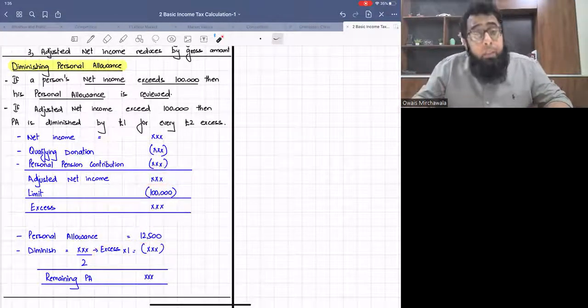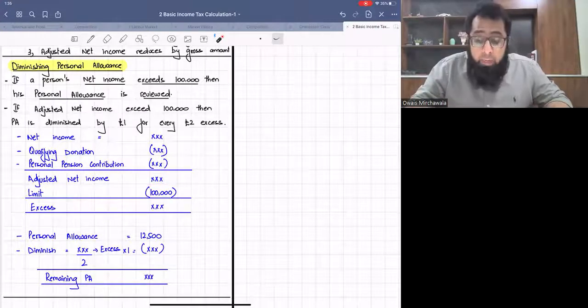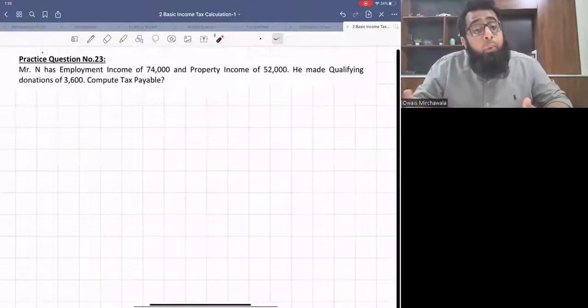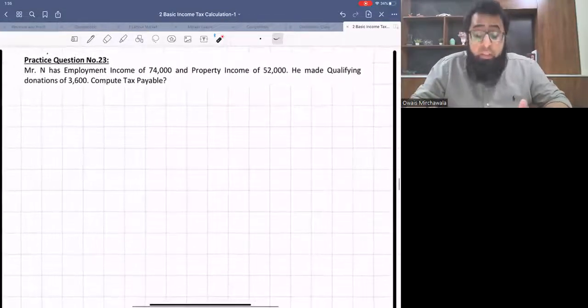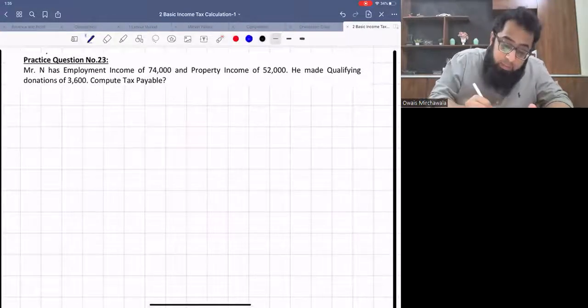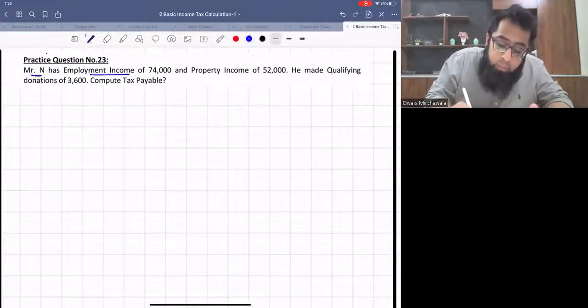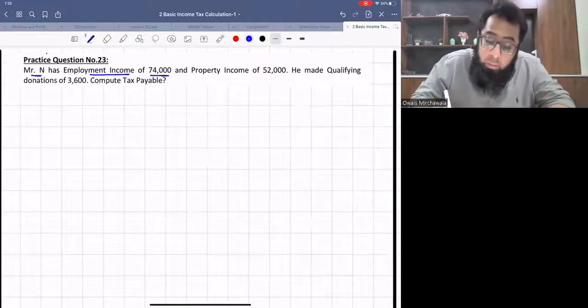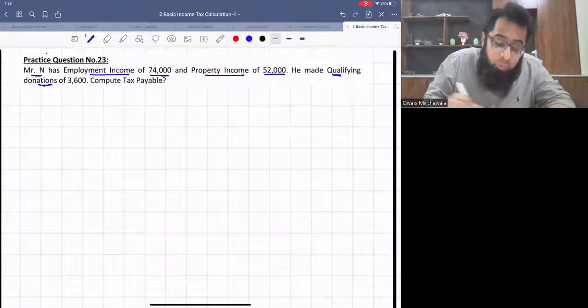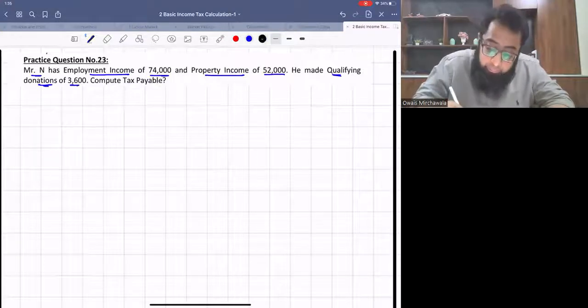Okay, let's look at practice questions. We have 4 practice questions in this regard. You all know that I make you go through practice until and unless the concept gets very much clear in your mind. Let's look at it. Mr. N has employment income of 74,000, property income of 52,000. He made a qualifying donation of 3,600.